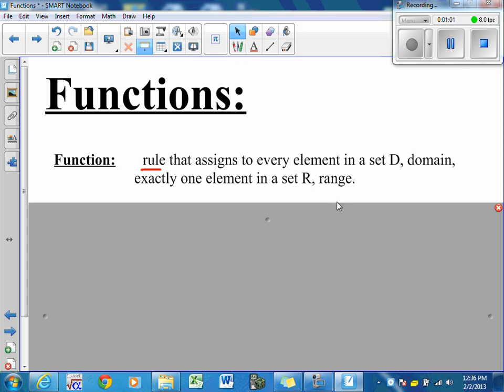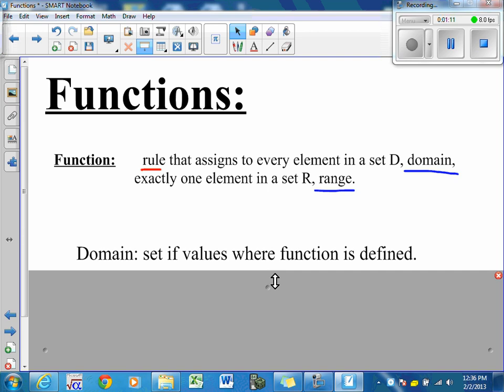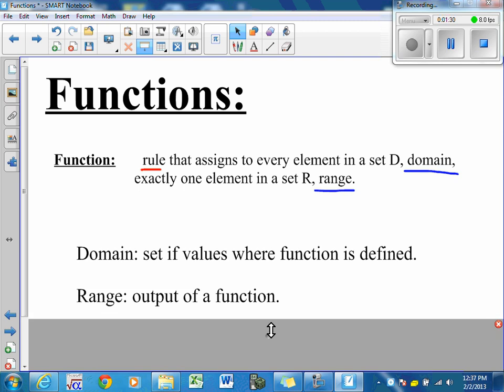Now, it also has in here this domain and range. So if we're going to talk about the domain and the range, we have to understand what that means. Well, the domain is the set of values for where the function is defined. It's the values that work. It's what you can plug into your equation, your formula, your rule. Our range is the output. It's the numerical or whatever output you get from the function.